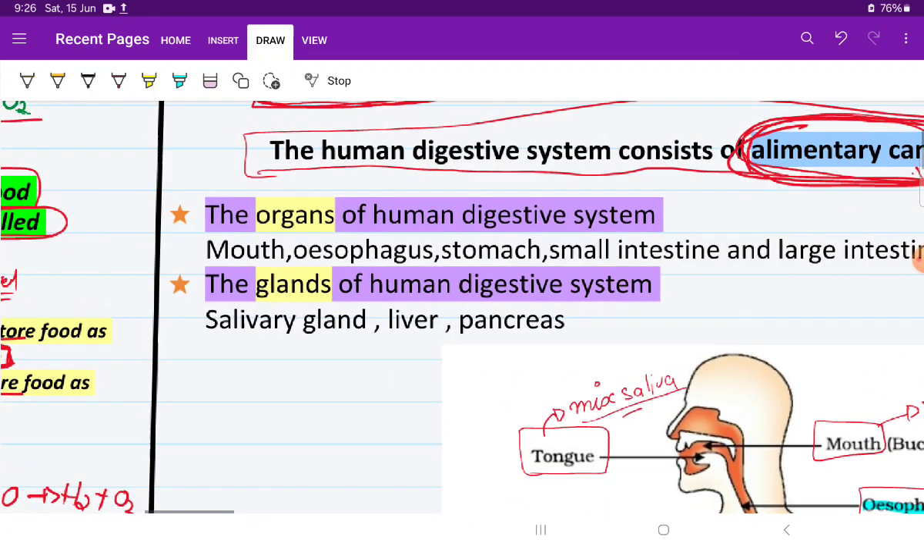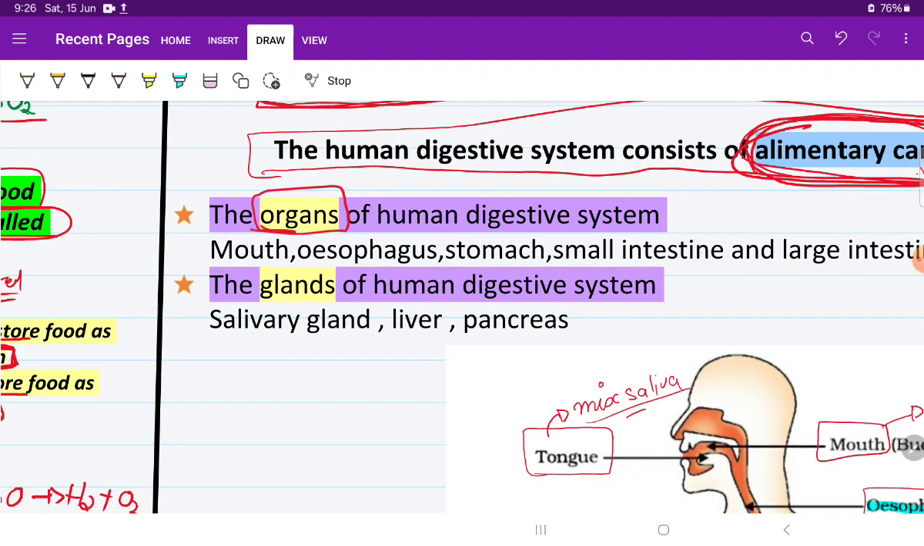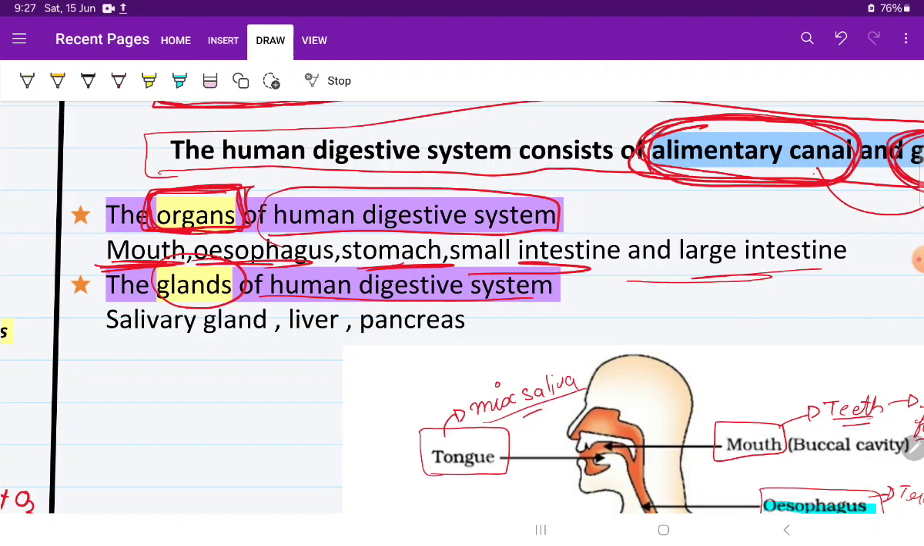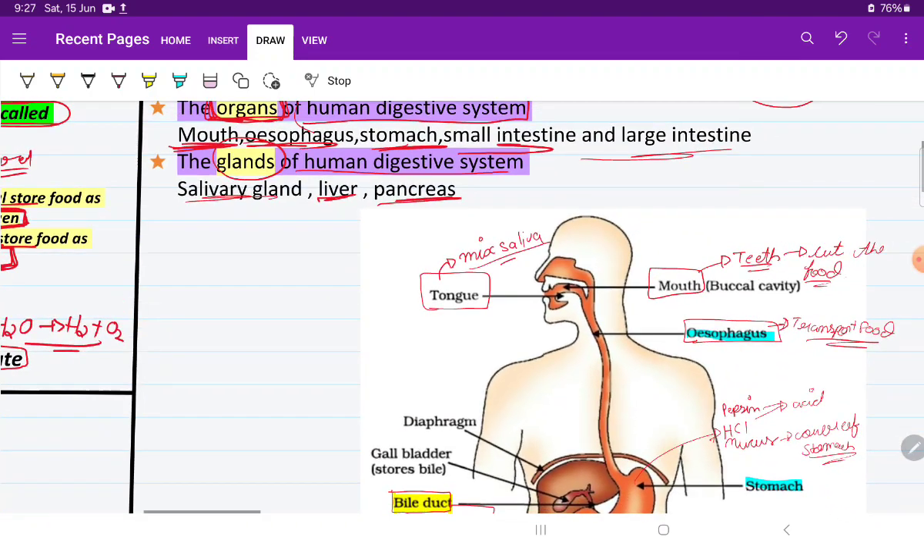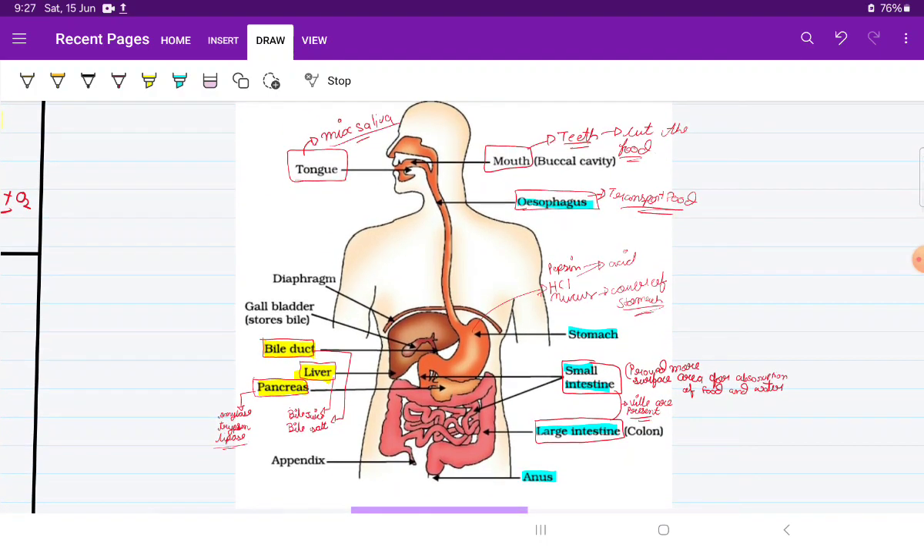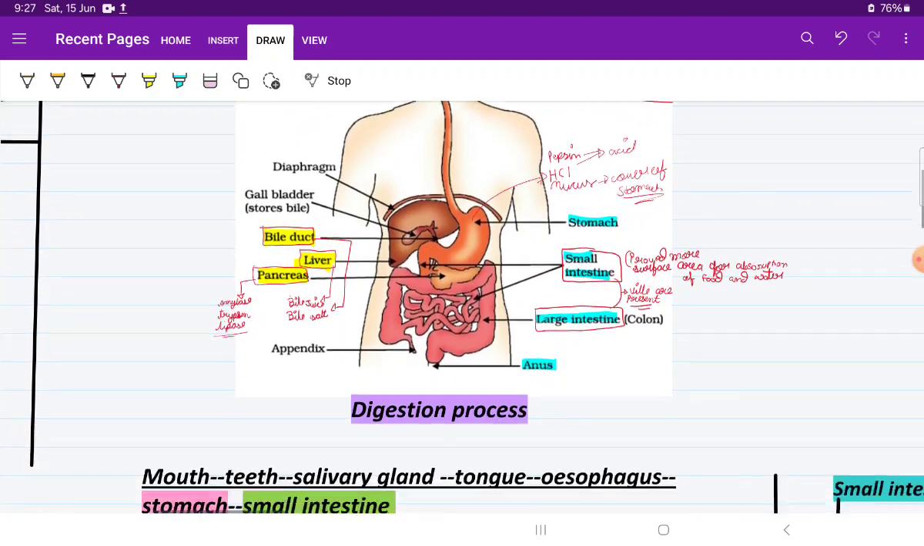Now let's see some important organs in the human digestive system, and some glands which are present in the digestive system. First of all, the organs are the mouth, esophagus, stomach, small intestine and large intestine. Okay, now let's see the glands: salivary gland, which releases saliva, liver and pancreas. Okay, I hope that is clear to you all. If you have any doubt, you can see the chart that I have made. You can take a screenshot and make it in a notebook.